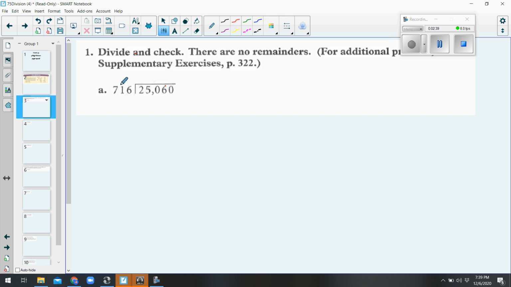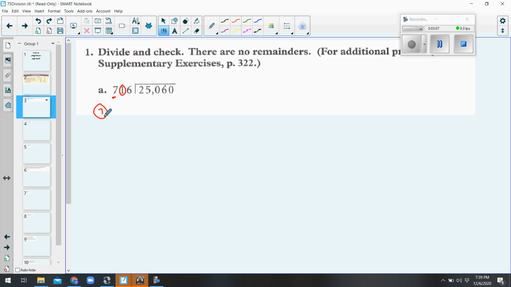Now look at your three-digit divisor. You are going to look at your second digit. It is a 1. You're going to ask yourself, is 1 less than 5? Yes, it is. If your second digit is less than 5, you are going to keep your first digit as your guessing number or your estimating number. So I'm going to keep my 7 since this 1 is less than 5.